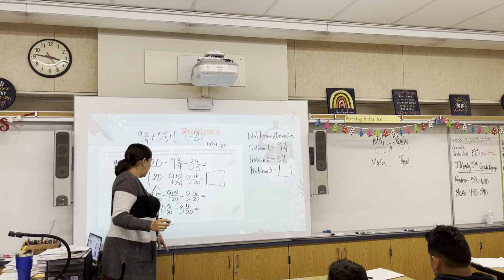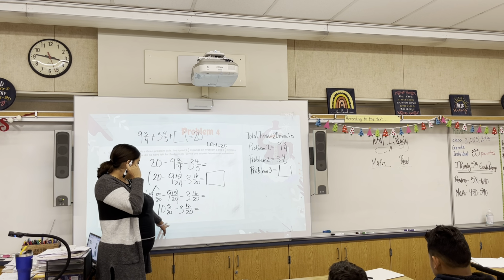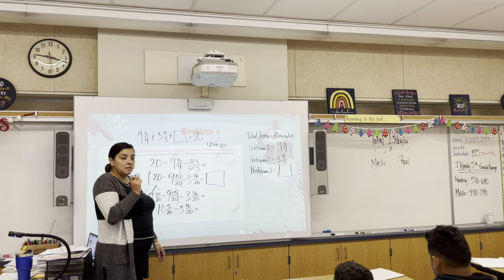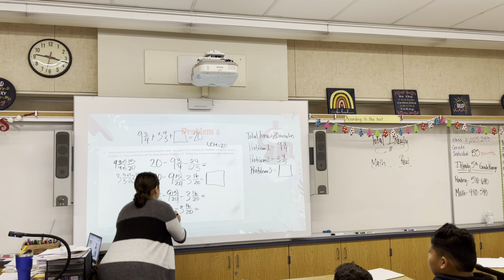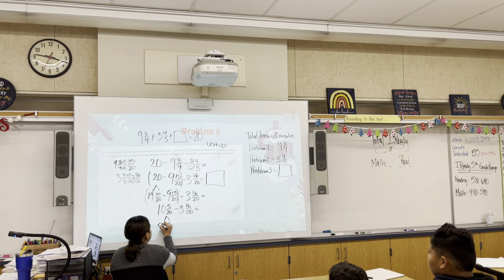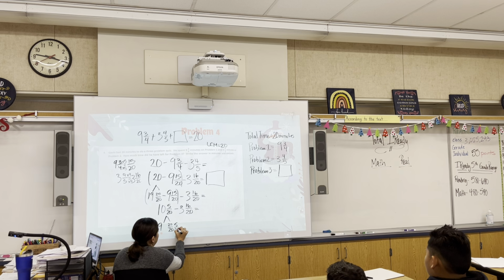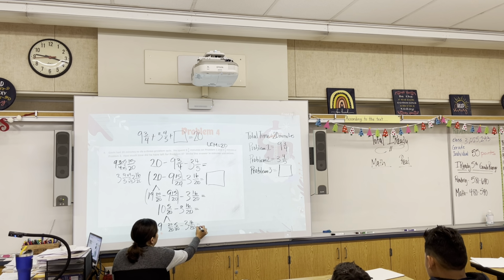Yes? Okay. Now, can I subtract? No. So what do I have to do again? Borrow. Okay, good. So that's 9 and what? 20/20ths and 5/20ths, right? Minus 3 and 16/20ths, which is equivalent to 9 and 25/20ths minus 3 and 16/20ths. So what's my answer?